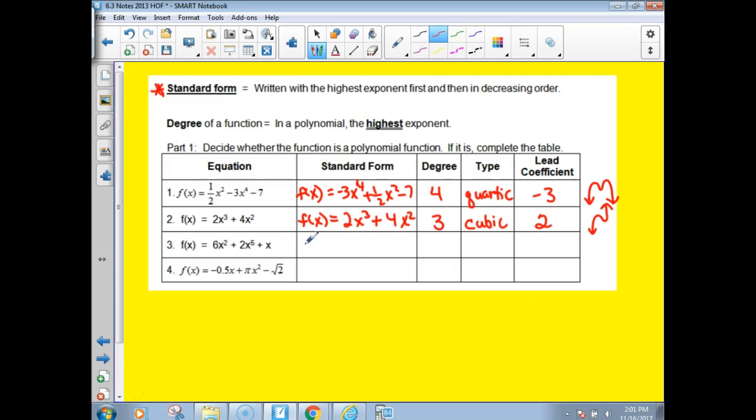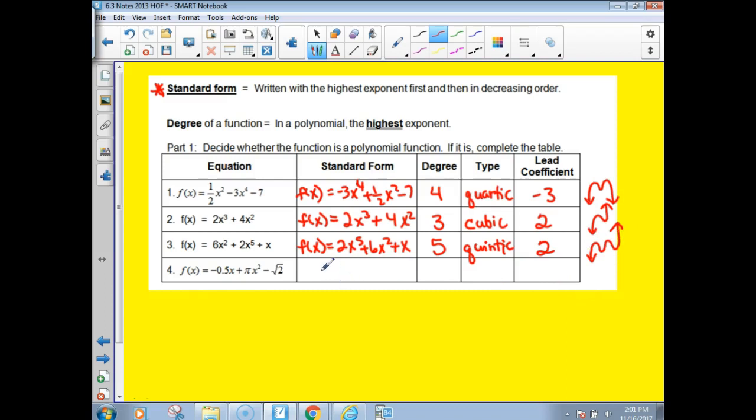The next one, we would need to rewrite f of x equals 2x to the 5th plus 6x squared plus x. Its highest power is 5. That's its degree then, and it would be a quintic. The leading coefficient of the highest power is again 2 for this one. It is an odd power, so it's going to do something possibly like this. And I'll explain later why I have it drawn like that.